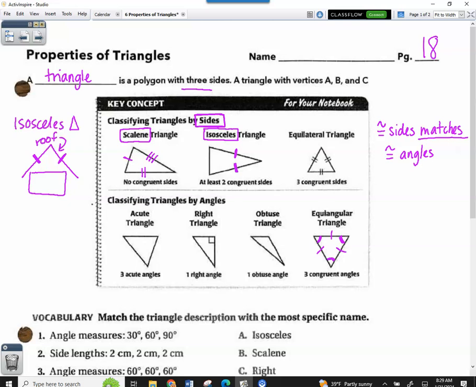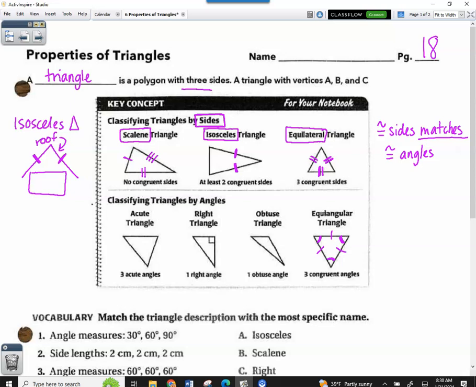And then in an equilateral triangle, we already talked about how all three sides measure the same. Well, if all three sides measure the same, then what do we know about the angles? The angles measure the same. What did we learn was the total in the angles of a triangle? What's the total? 180.